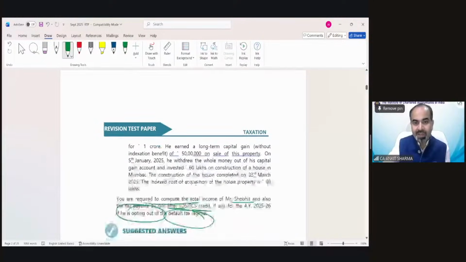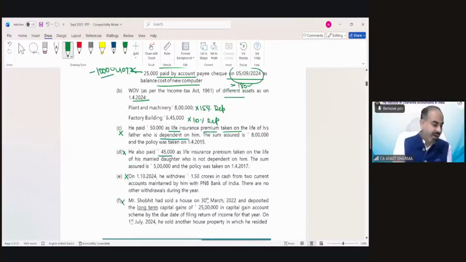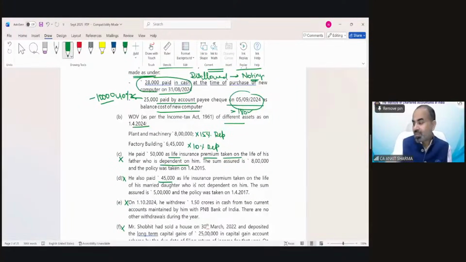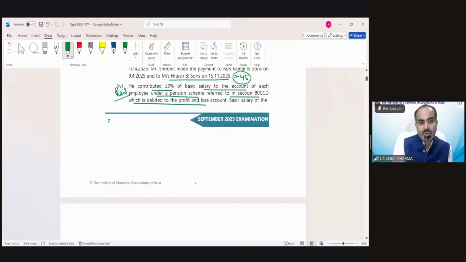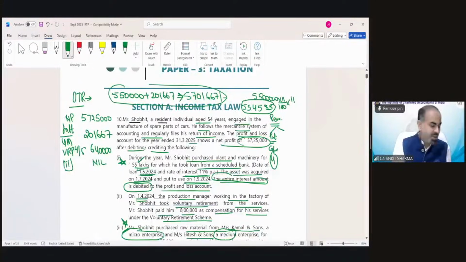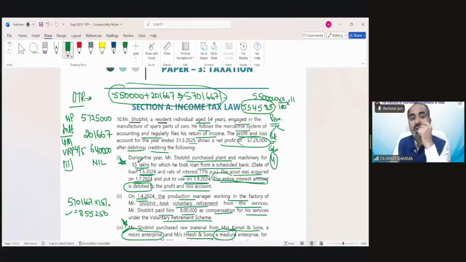1 crore long term, etc. So the depreciation we have to calculate, and that is important. You must have seen that we have discussed this provision. Now we need to claim depreciation on this value. So depreciation on this asset, 57,01,667. We have to claim 50% depreciation of it. That would be 8,55,250.